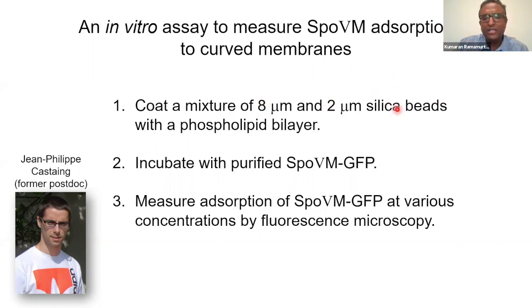And then he took these beads and he incubated them, or he laid down on the surface a membrane. So basically a phospholipid bilayer. He then purified SpoVM fused to GFP separately. He mixed them both together, and he wanted to see how this protein in just a regular solution would absorb to these differently curved membranes, and then he measured this using fluorescence microscopy.